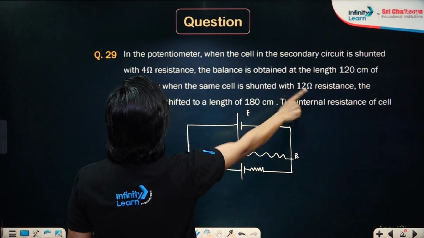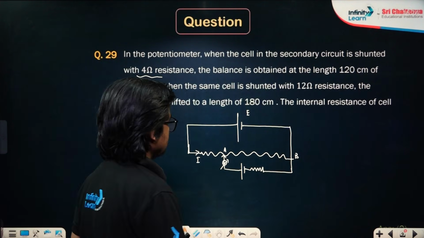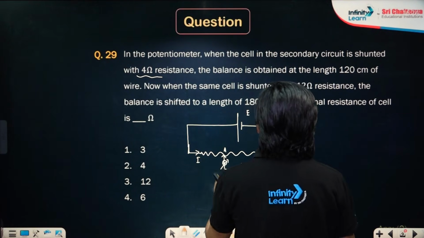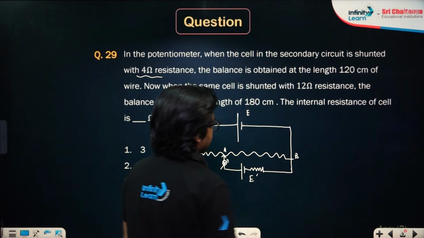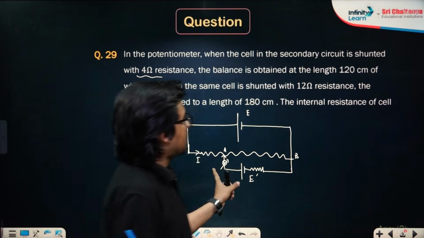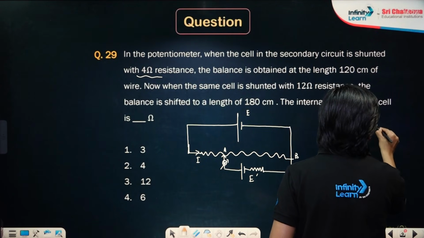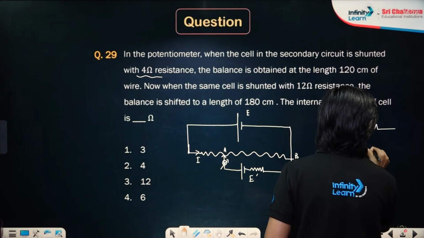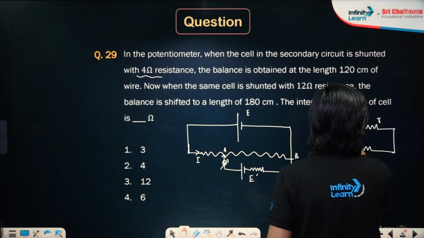First of all, the secondary circuit is shunted with a 4 ohm of resistance. So the secondary circuit is having, suppose that battery is having an EMF E dash. I'm just going to draw here the secondary circuit. The secondary circuit will look like this. Internal EMF of the battery, then there is a 4 ohm of resistance, right? This is small r, this is 4, this is E dash.